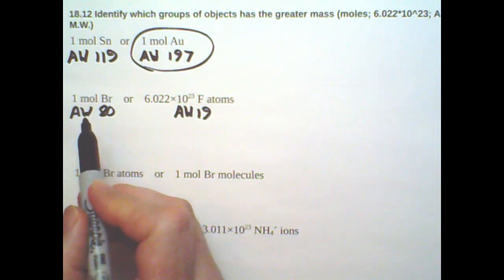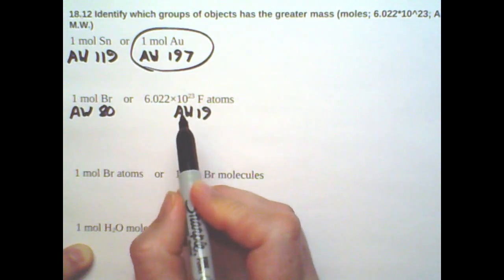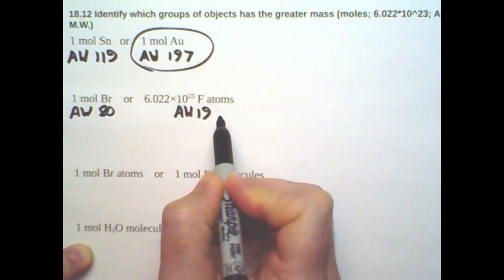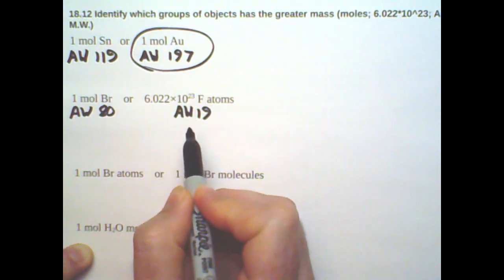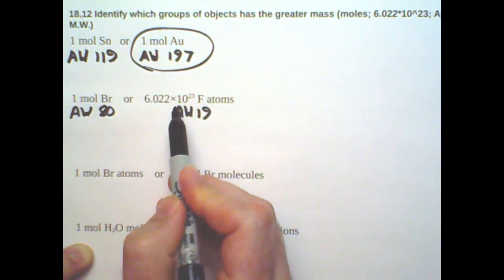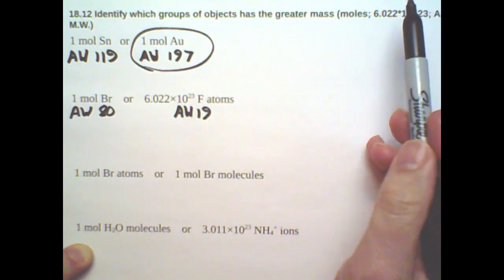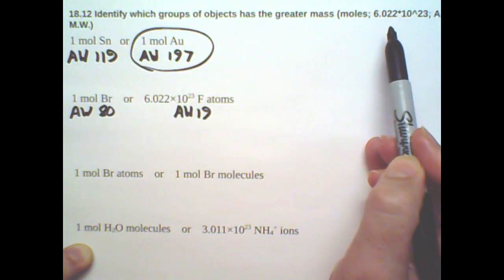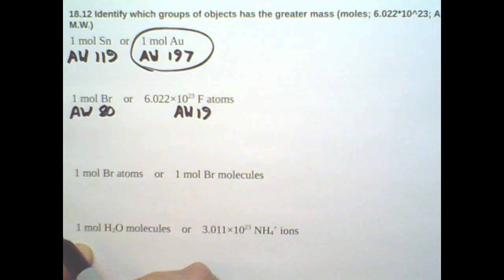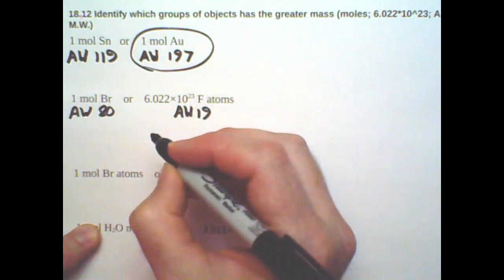Going to this next one, we have 1 mole of bromine, which has an atomic weight of 80, and 6.022 times 10 to the 23rd fluorine atoms. That's a huge number of fluorine atoms, but they have an atomic weight of 19. So we need to compare moles with atoms. And you can do this very easily. I put a number up here on the sheet to remind you that 1 mole is 6.02 times 10 to the 23rd of an object. But we can do the conversion explicitly.